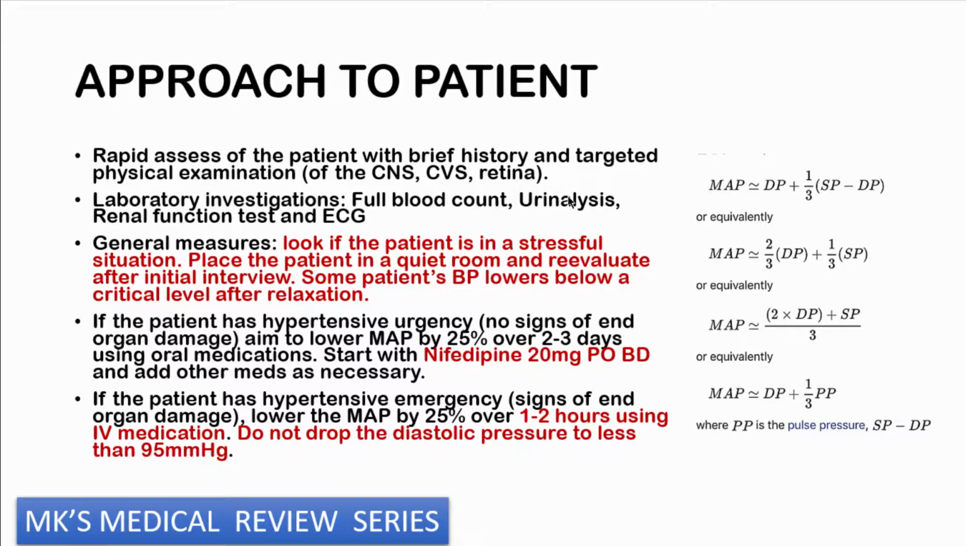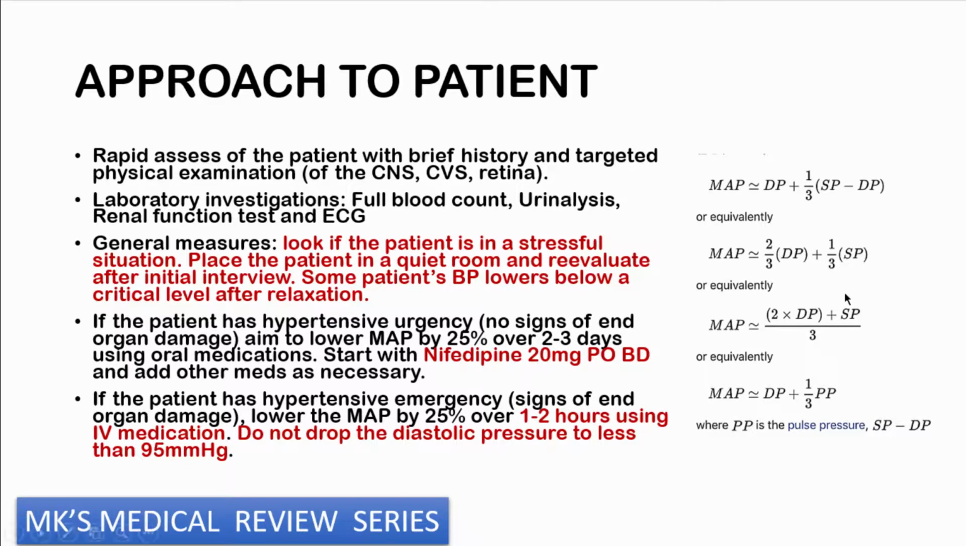But if the person has a hypertensive emergency where there are features of end organ damage, you want to lower the MAP by 25% over 1 to 2 hours. So we use intravenous medication, but we should not drop the diastolic blood pressure to less than 95 millimeters of mercury. So what is mean arterial pressure?